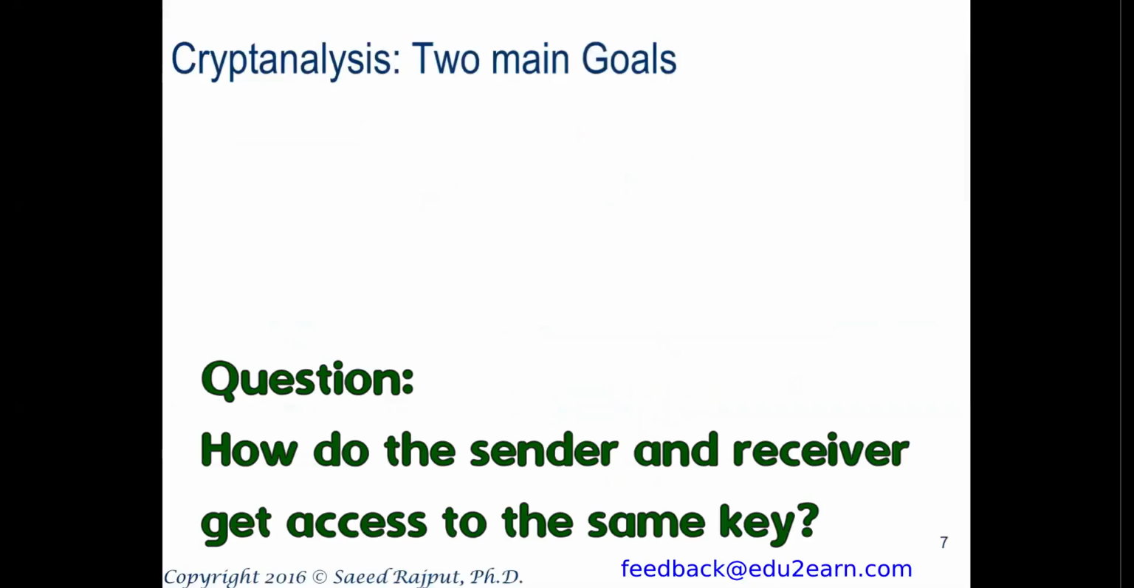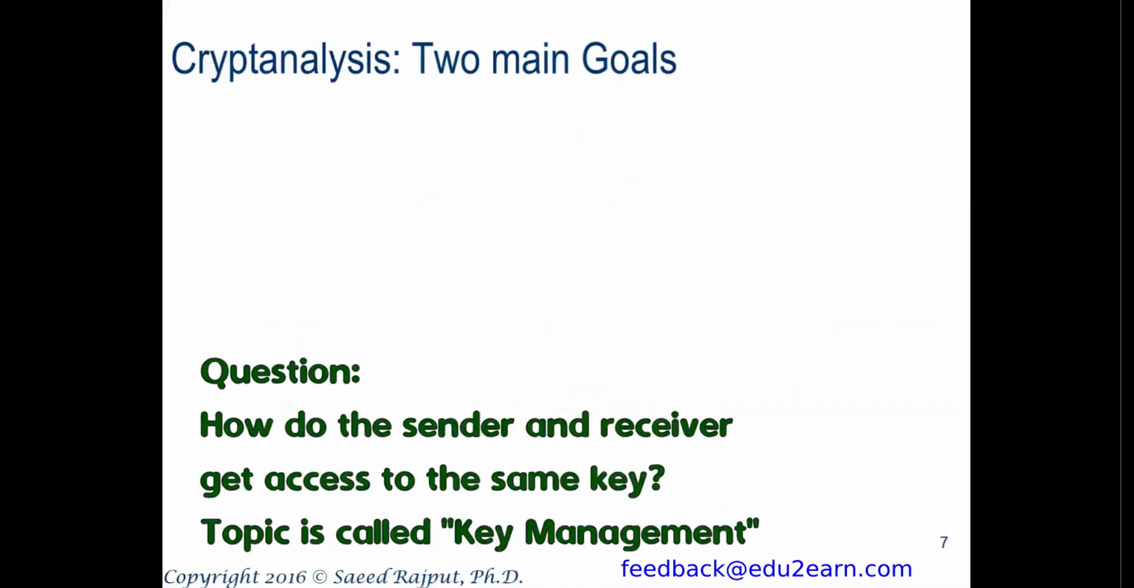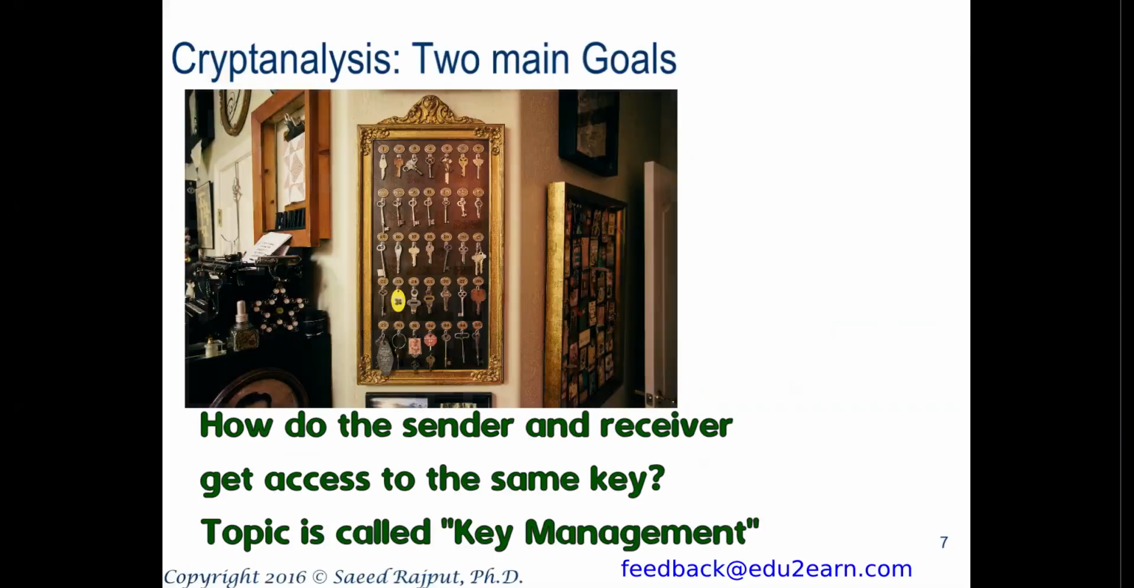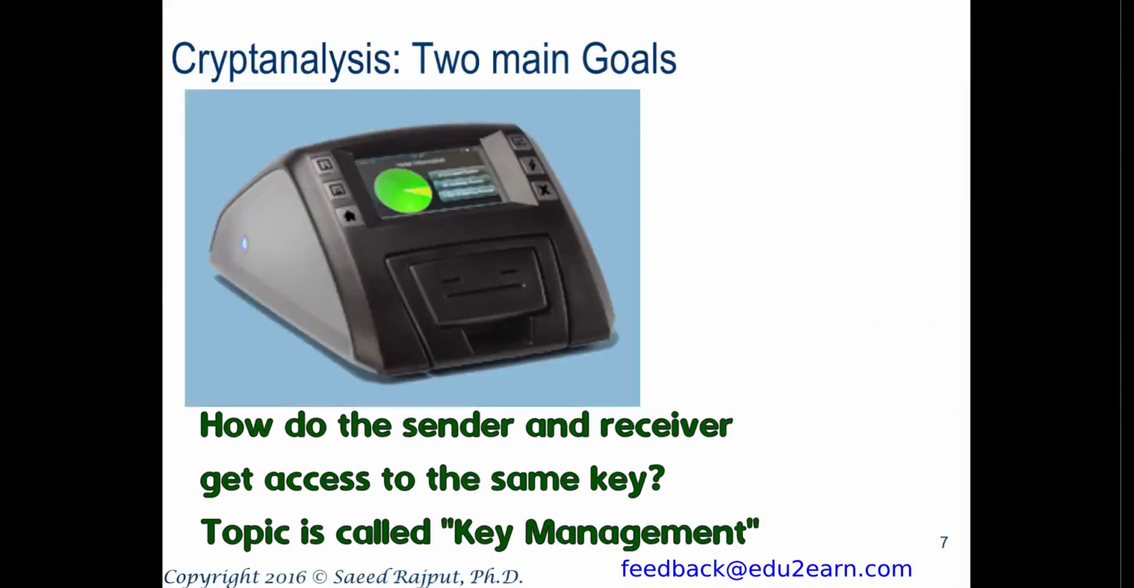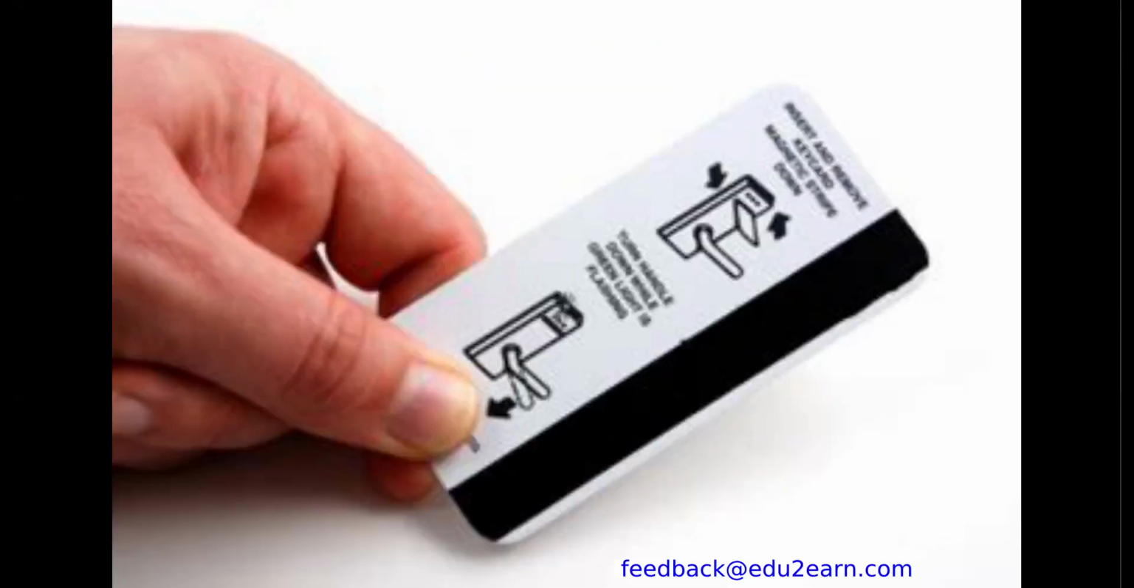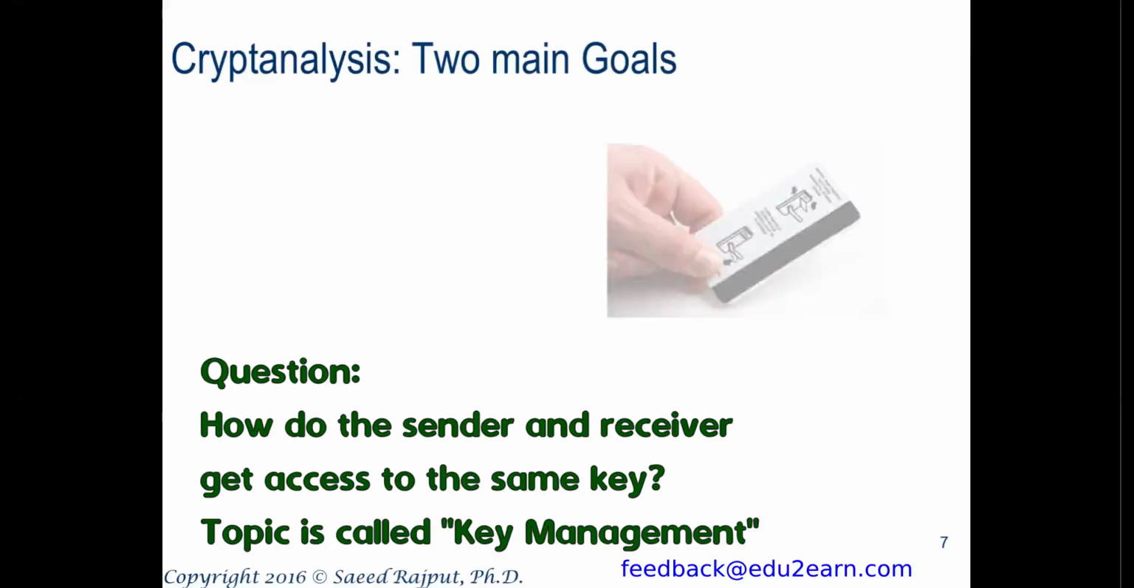The question is, how do the receiver and sender get access to the same key? I'm not going to answer that just now. That's actually a problem in itself, and the area is called key management. So how do you get the key when you go to a hotel or a motel? In the old days, they used to have this closet and they would go and pick out the key from there and give you the key. Now they have a machine that creates a key right there in real time on magnetic cards. It's key management.